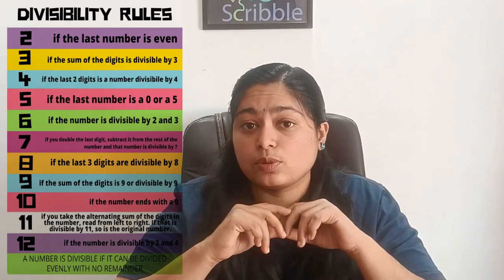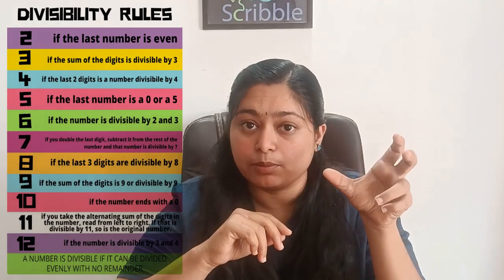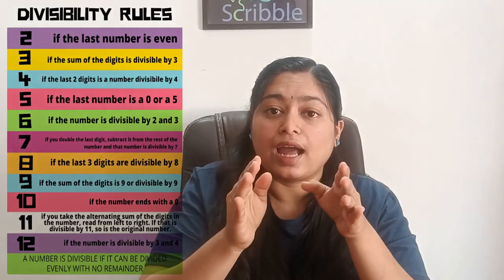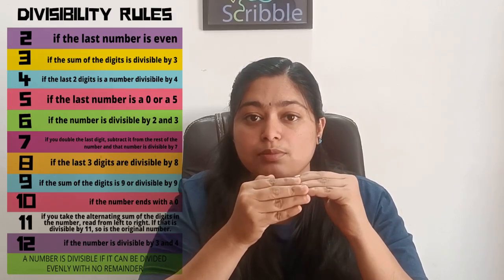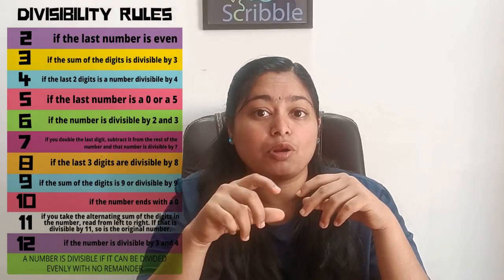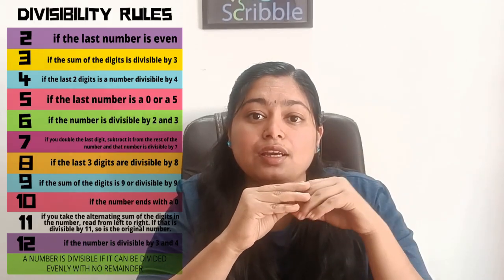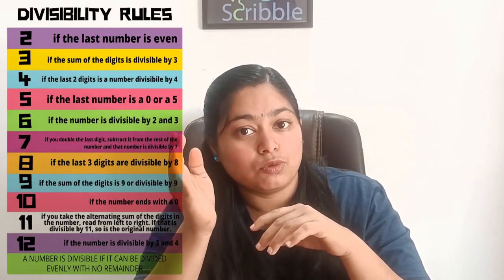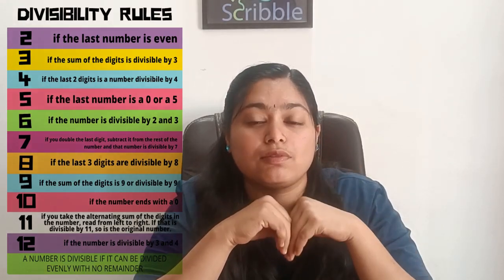And we have the next one, that is the divisibility rule of 11. It says that you take the number, add the digits in the even places, and add the digits in the odd places. If the difference between these two sums is 0, 11, or a multiple of 11, then the number is divisible by 11. And finally, we have the divisibility rule of 12, which says that if the number is divisible by 3 and by 4, then the number is divisible by 12 also.